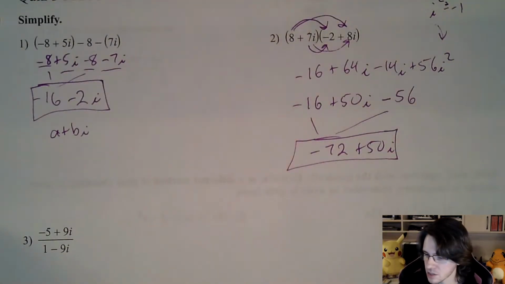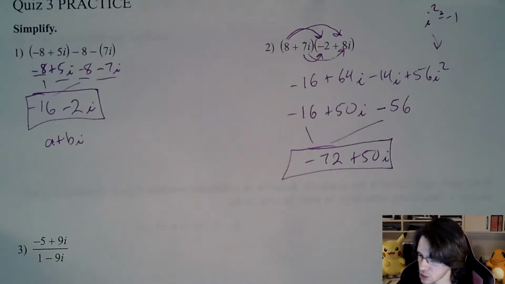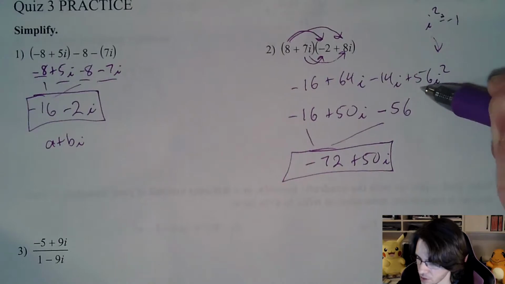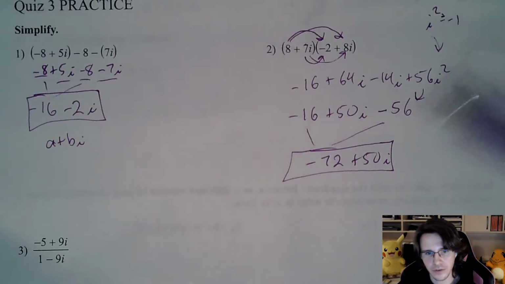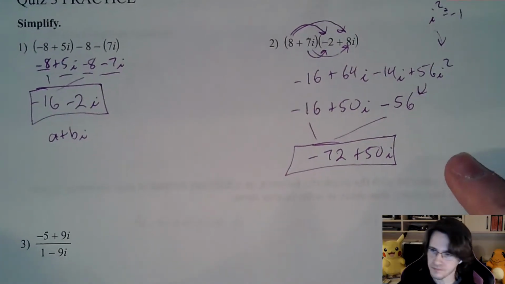Please note for the test, you must show that work here. I'm really looking to make sure that you know that this I squared is -1, that you're doing this work, but you are able to use your calculator to check your answer.